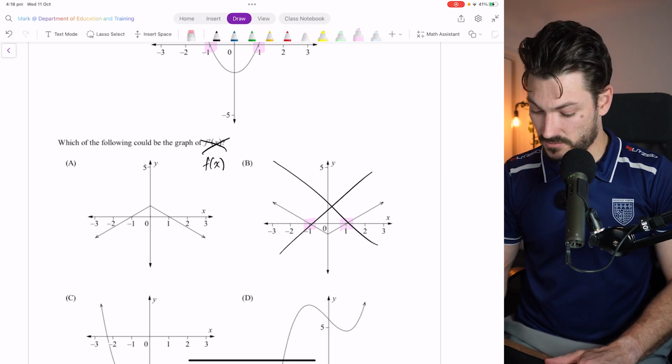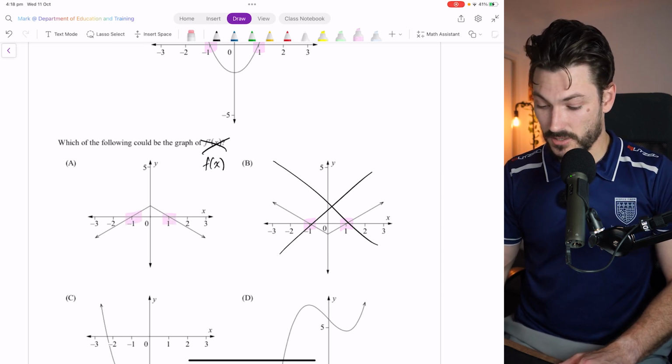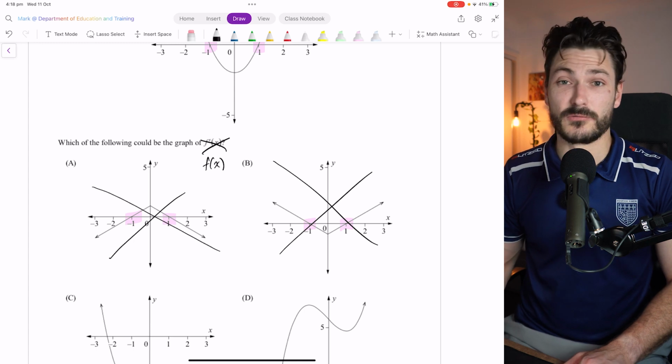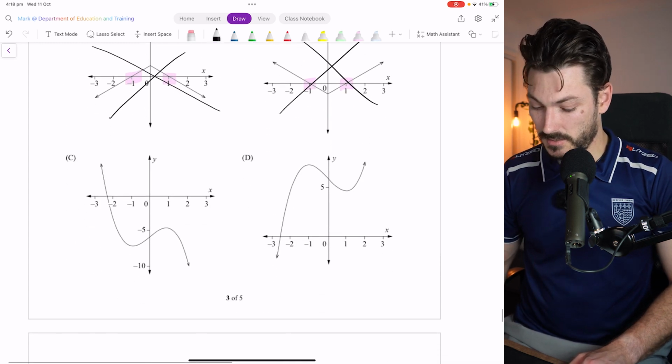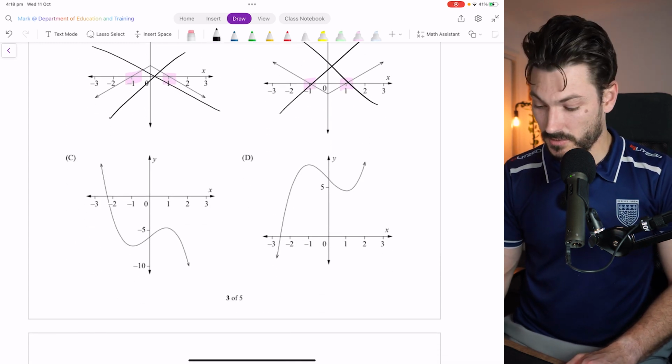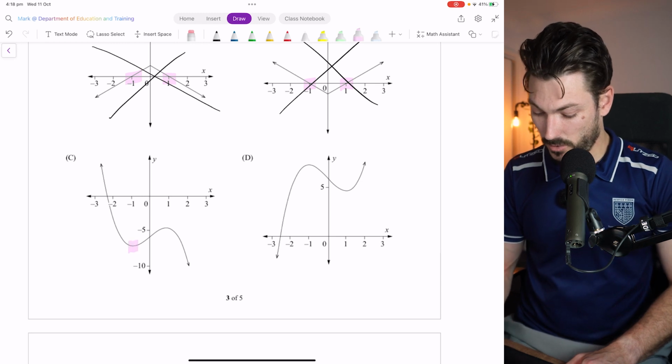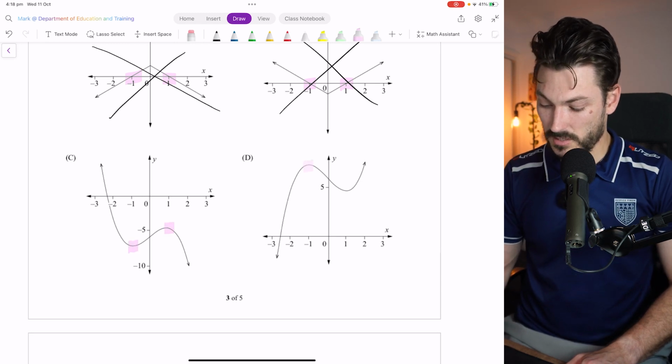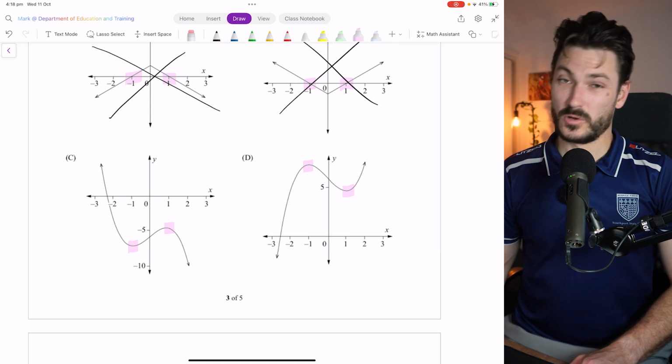Similarly, if I come over to a, those 2 points are not stationary points, so I can rule out a. And I can see c and d both have stationary points there. So this is the -1 and 1, and also -1 and 1. So it could be c or d.